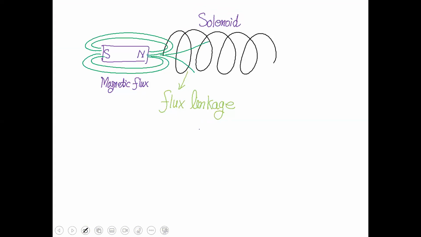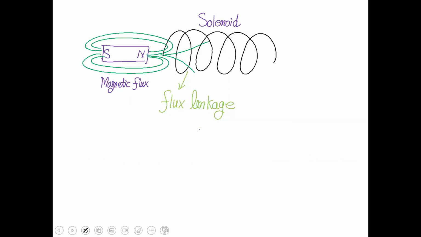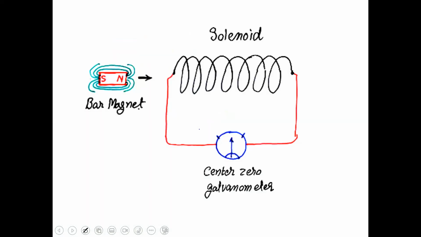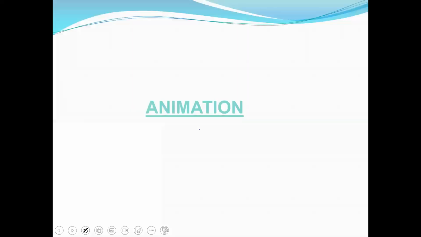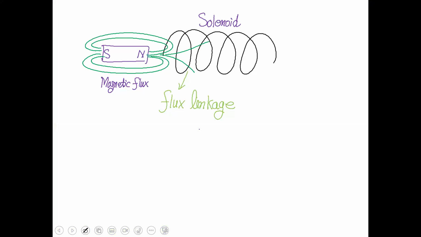Now look at this concept. When the bar magnet approaches the solenoid, the flux linking the solenoid changes. Now, have we copied the diagram? This one, this one. Yes, sir, I did. Okay, good. So now you have to copy this screen.